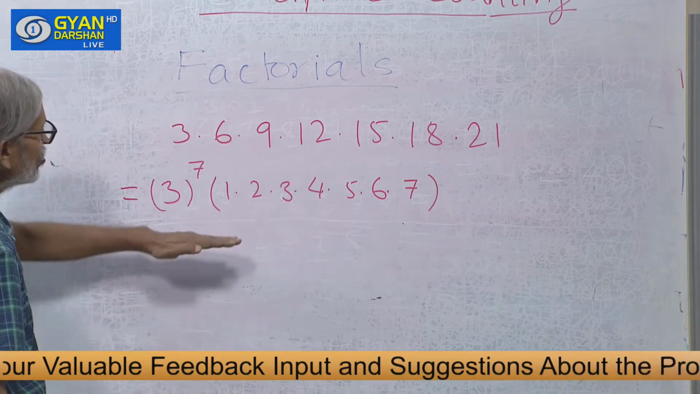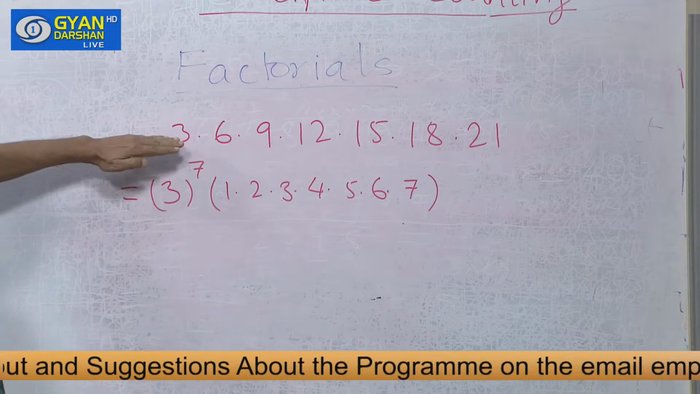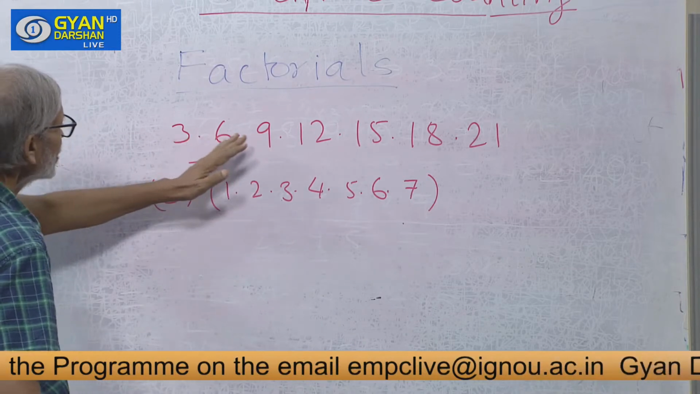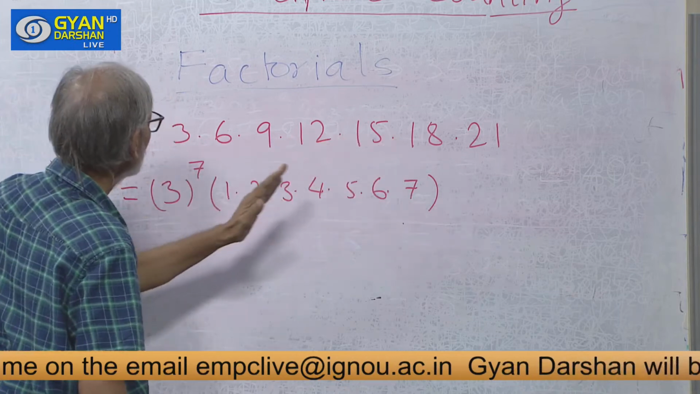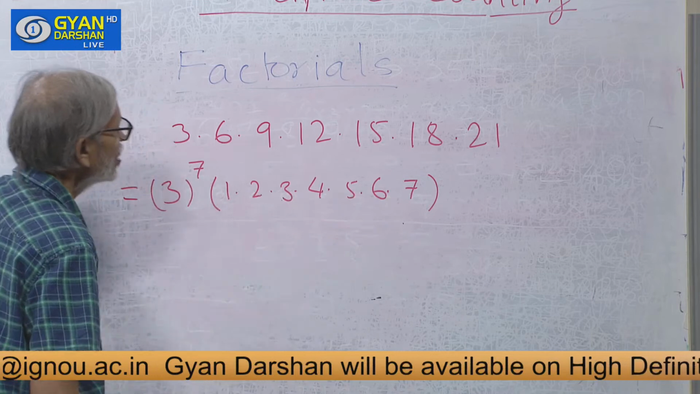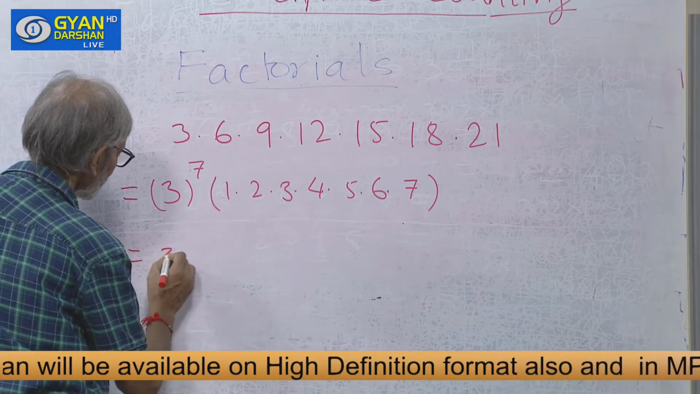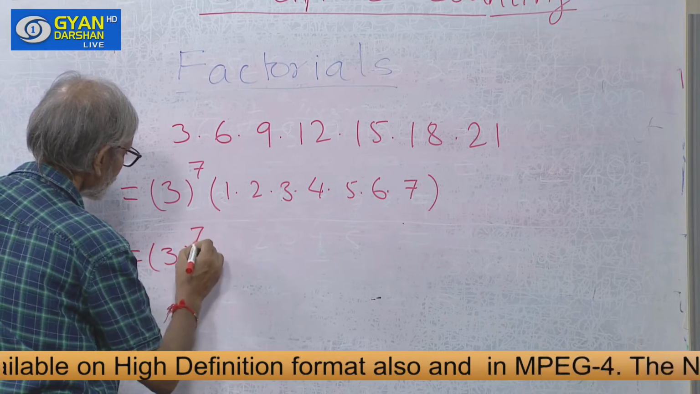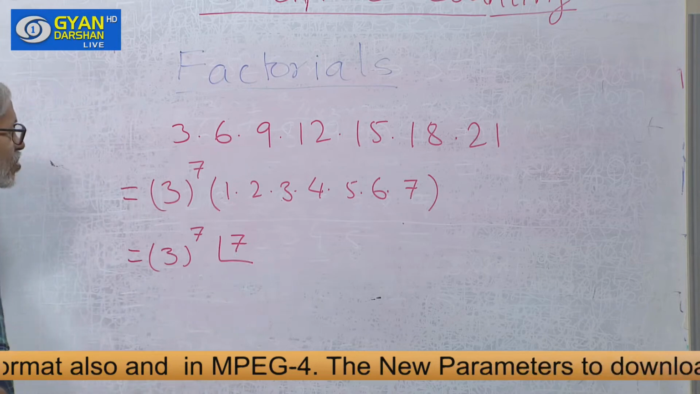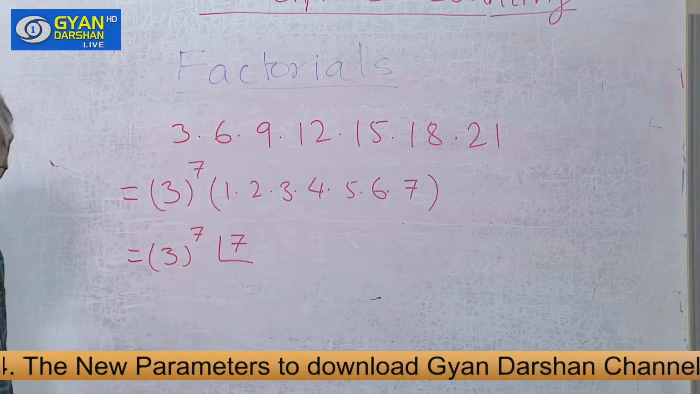Why we are doing so? Because I can see these are the multiples of 3. So, we have taken 3 outside, so that within this we will get factorial 7. So, just to write in the form of factorial, I have used this.